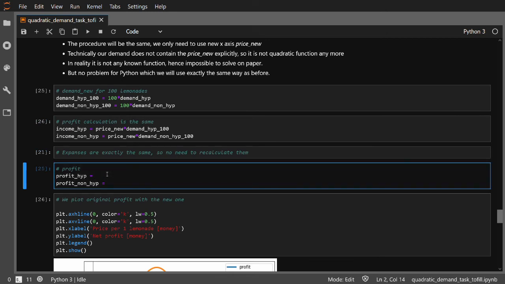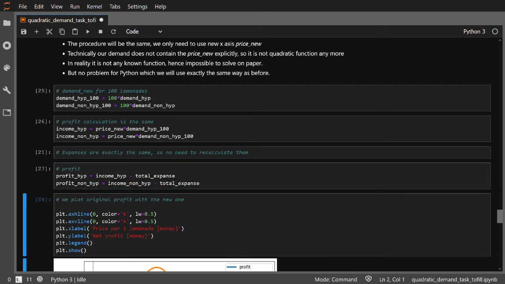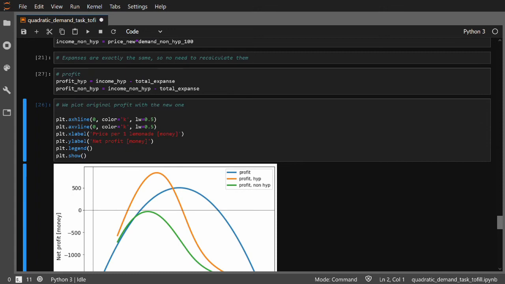And profit will be, again, income, and now hypothetical minus, it was called total expense, and income non-hypothetical here, and the expense is the same, so total expense. Since we have now calculated the profit for hypothetical and non-hypothetical demand curves, we can plot all three curves together.